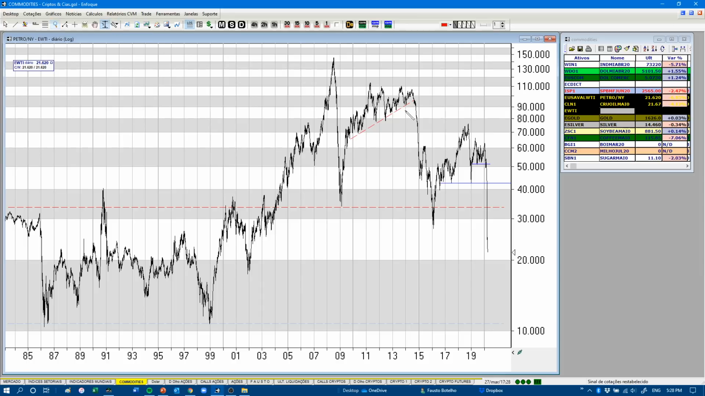There's something else we can do here, which is to project this downtrend from the top here, see what it takes us. It will take us right to the $20 level. So I think the oil is going there and is staying there.